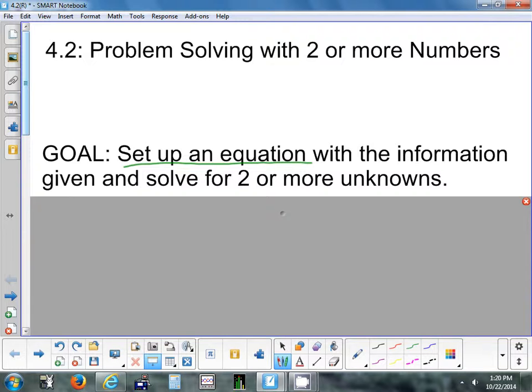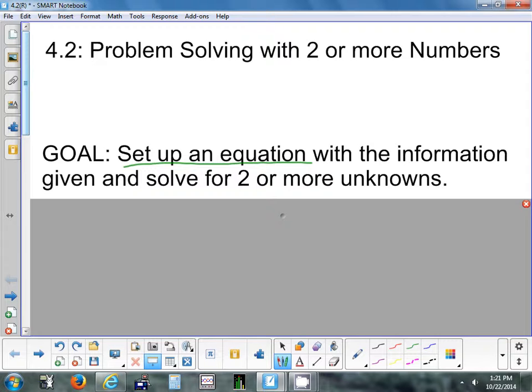In general, most problems are going to have two unknowns, just like they did yesterday. Occasionally, you'll come across one problem with three unknowns. But most of the time it will be two.